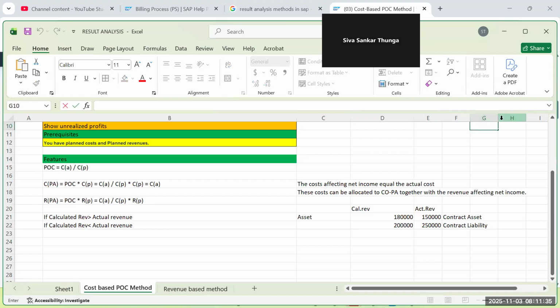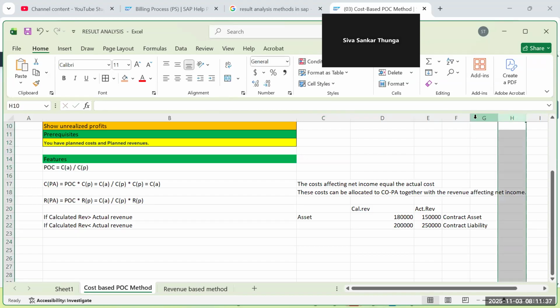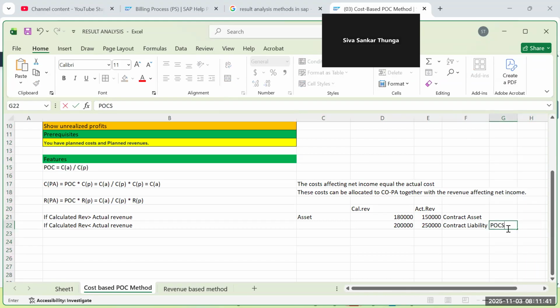Let me put this. This is POCS, this is POCA. These two value RA categories it will record simply. After executing the RA, if you see at the database level, if it is a contract asset, POCI, and if it is a surplus, then this one. That is the meaning of that statement. Understood, no?